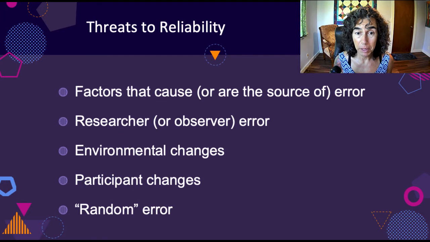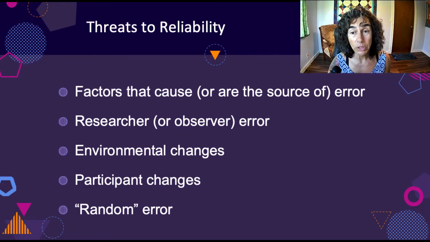Threats to reliability. So there's a lot in the presenter notes about this. I'm going to go over it a little bit high level. So threats to reliability are factors that cause or are the source of error. Now remember, our true value plus our error value equals our observed value. So researchers can have error, and I just described that with the EASI, right? So errors in scoring or observation or interpretation of what we saw.